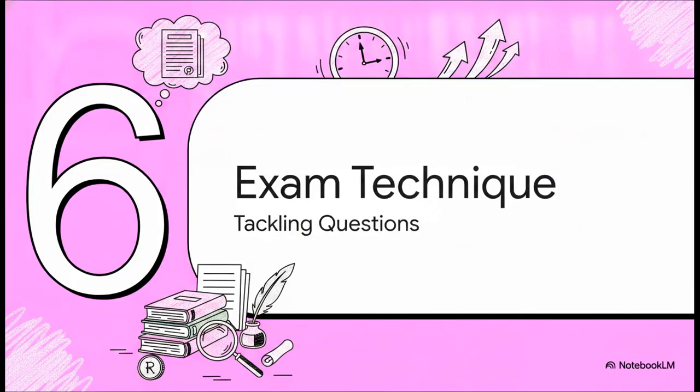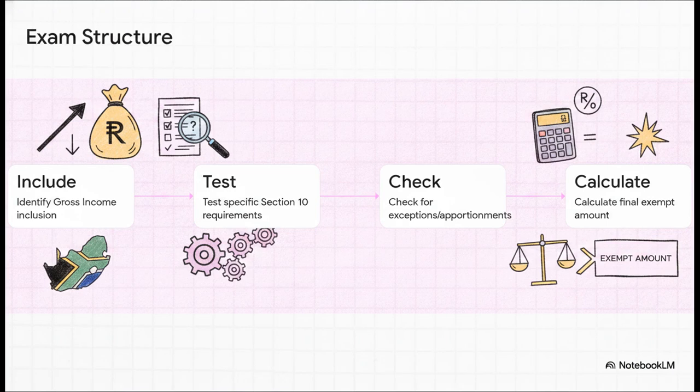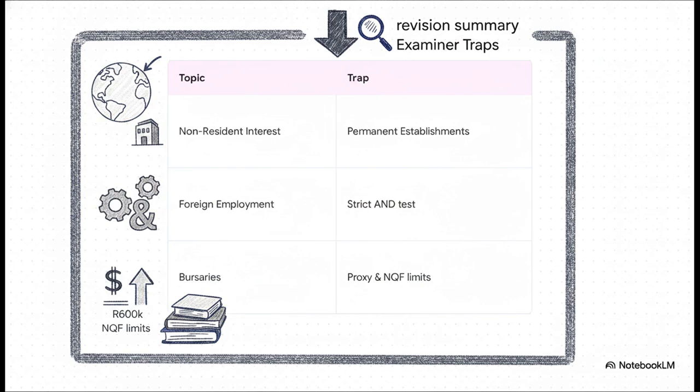Let's bring it all together in Section 6, Tackling Exam Questions. You want to follow this systematic 4-step approach every single time to guarantee maximum marks. Step 1, start with the gross income inclusion. Step 2, aggressively test the specific Section 10 legislative requirements. Step 3, double-check for any sneaky exceptions or apportionments. And Step 4, calculate your final exempt amount. Presenting your answer with this kind of logical flow makes it incredibly easy for the examiner to just throw marks at you. As a final revision checklist, let's look at the absolute top examiner traps.